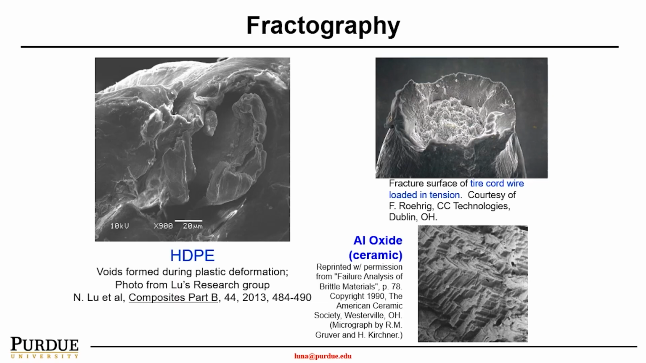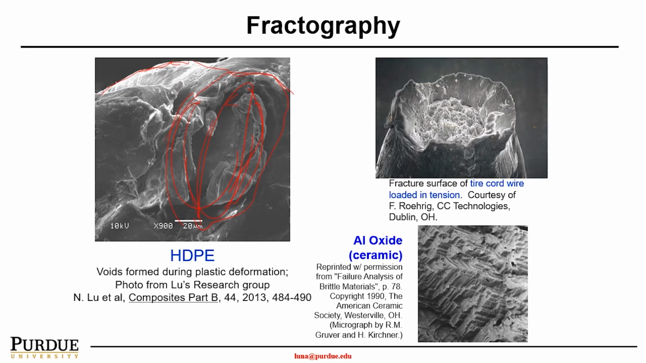As shown here, the picture on the left is high density polyethylene going through significant plastic deformation. This photo is a scanning electron microscope picture that has been taken by my research group. As you can see, there's a substantial necking area developed here. This is the original shape, and then the substantial neck area developed in this area. So, large deformation.